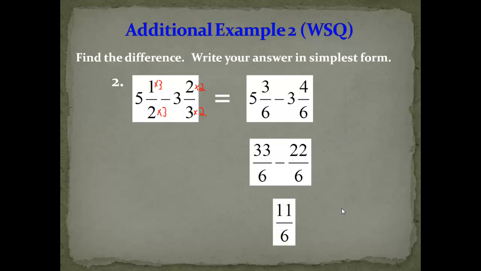We need to now change that into a mixed number, so we'll do 11 divided by 6, and 6 goes into 11 one time. 1 times 6 is 6. 11 minus 6 is 5. So now we have 1 and 5/6. 5/6 is in simplest form, so our answer is 1 and 5/6.